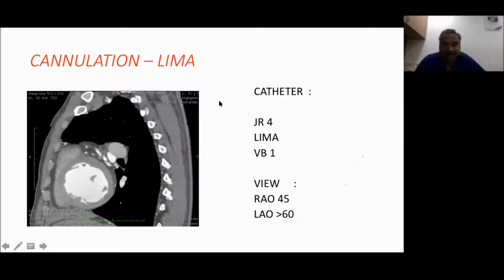So LIMA, see the usual catheter I use. In cannulating LIMA, there are two things. First we have to cannulate the subclavian artery and next we have to cannulate LIMA. For cannulating the subclavian artery, we always use JR. Keep your JR in the arch of the aorta and rotate it anti-clockwise and then push it inside. Not clockwise, it is always anti-clockwise. Usually it goes to either the left common carotid or left subclavian.